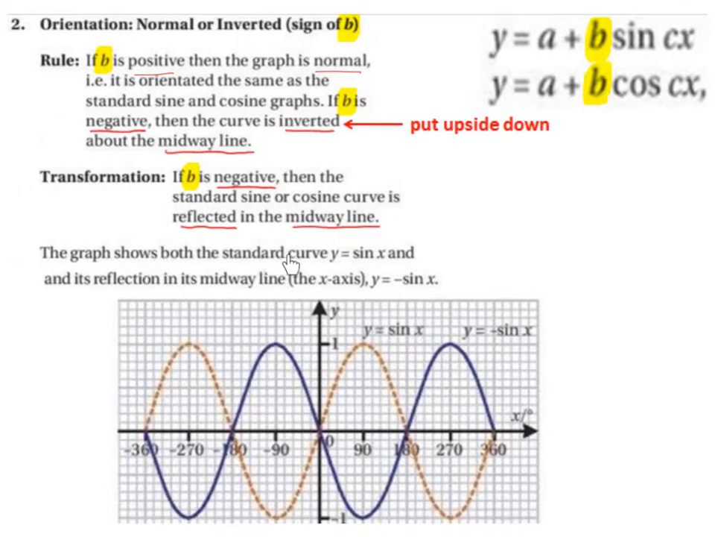So the graph shows both the standard curve y equals sine of x and its reflection in its midway line, which in this case happens to be the x-axis, and the graph is y equals minus sine of x. So the orange dotted line is our usual graph of y equals sine of x, and the purple line is the graph of y equals minus sine of x. So it's the reflection of the graph y equals sine of x in its midway line, and the midway line is the x-axis.